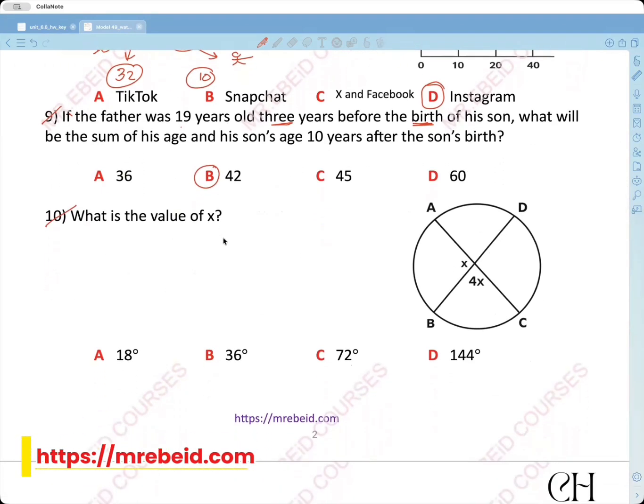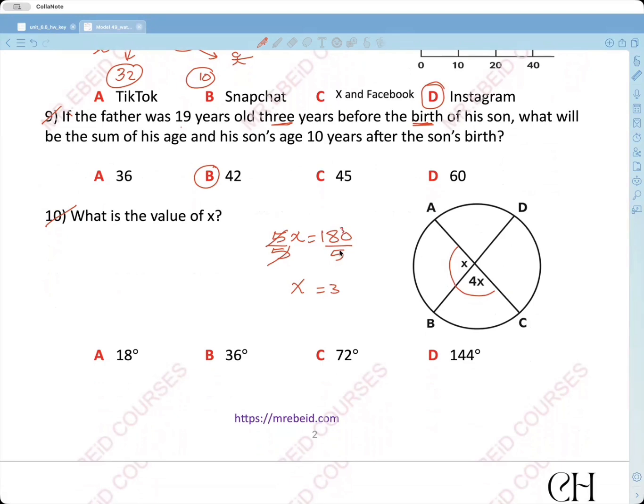Let's move to question 10. What is the value of x? We have a diameter, so this part represents half of the circle. Its measure is 180 degrees. So x plus 4x will be 5x, and this equals 180. Then divide both sides by 5. 18 divided by 5 is 3, and the remainder is 3. 30 divided by 5 will be 6. So x equals 36.